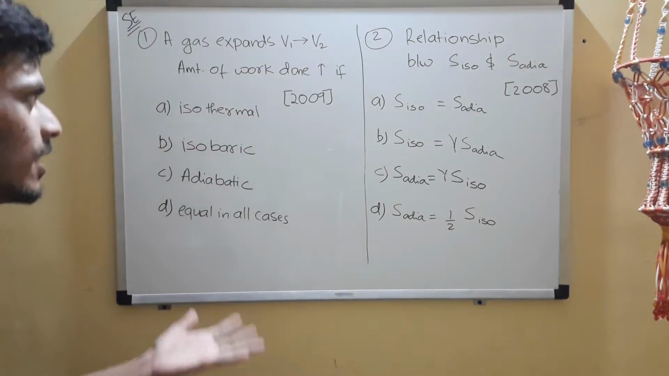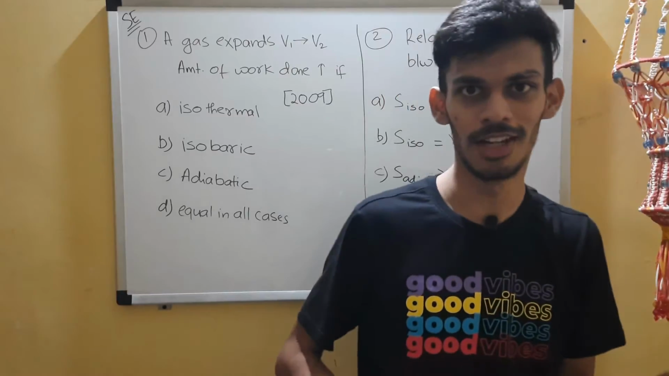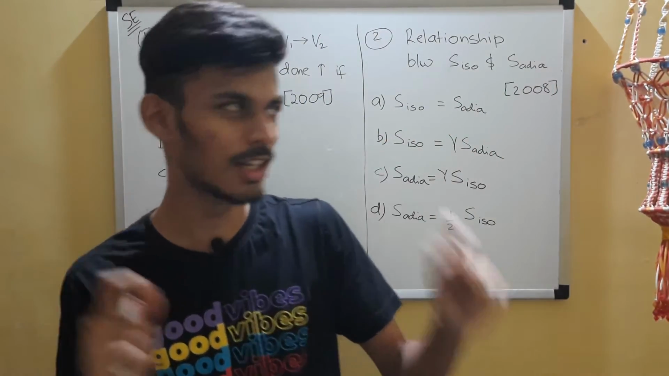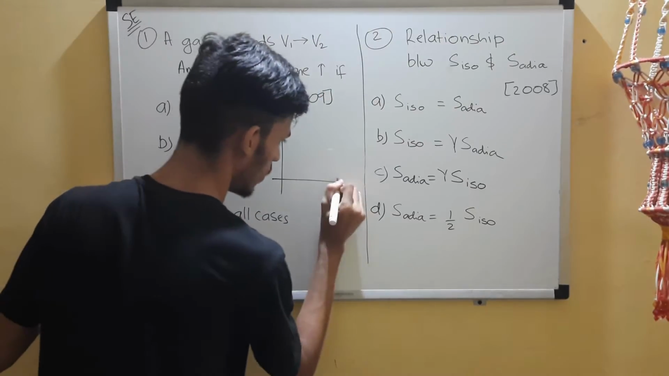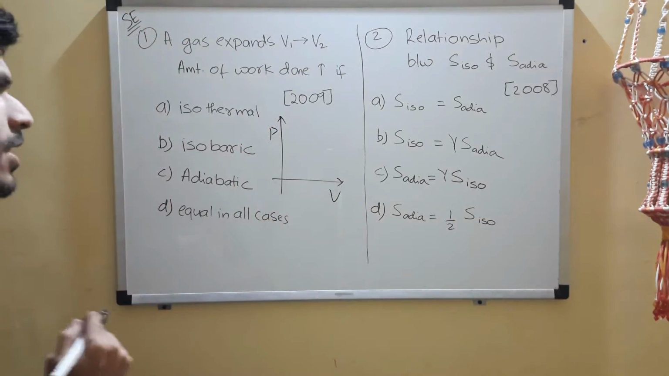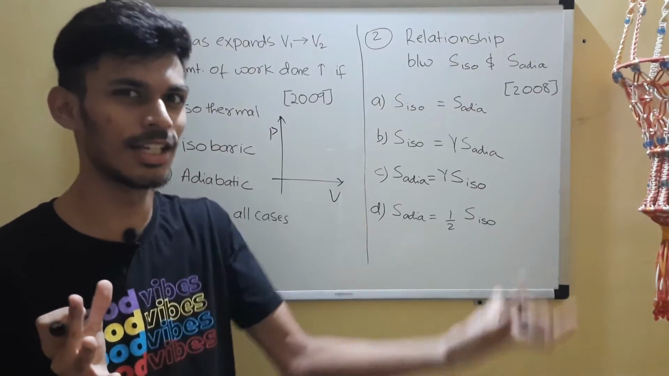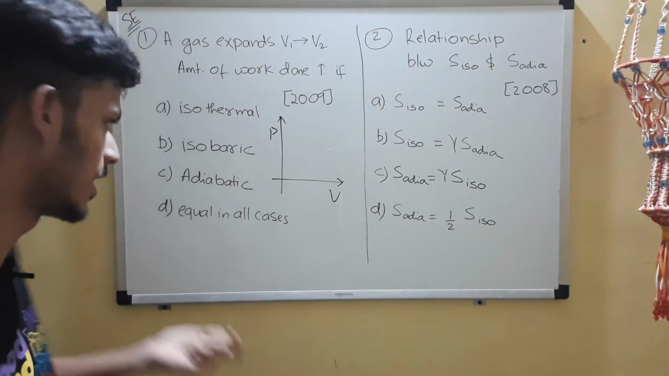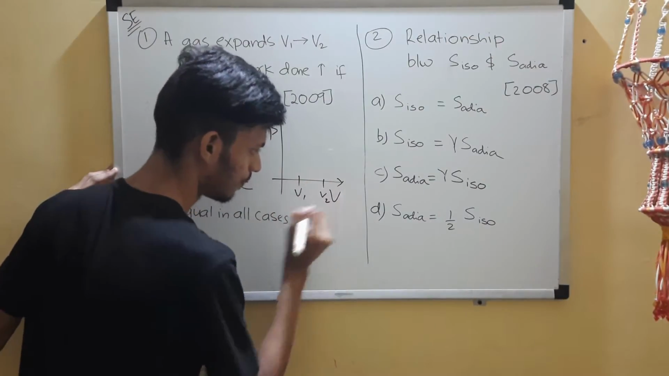Quite a simple one because work done is nothing but the area under the PV curve, right? Work done for a certain process is nothing but the area under its PV curve. So we are going to draw the PV graph, pressure versus volume, and plot the PV curve for each of these, and then just compare the area. Highest area means highest work done, because work done is nothing but area under the PV curve, as I said. So volume expands from V1 to V2.